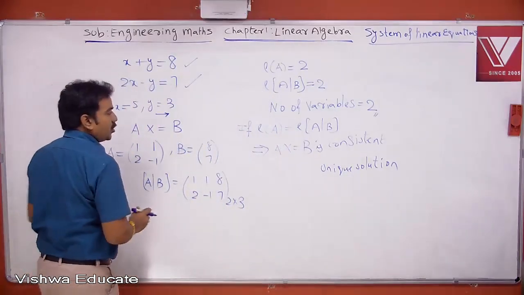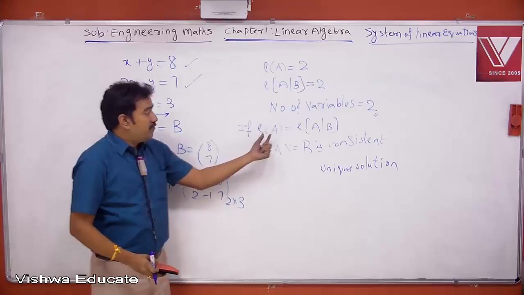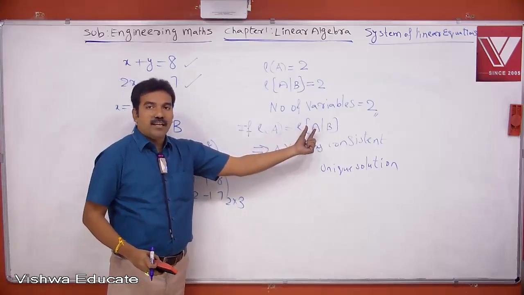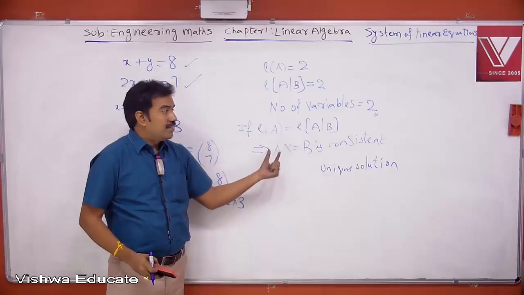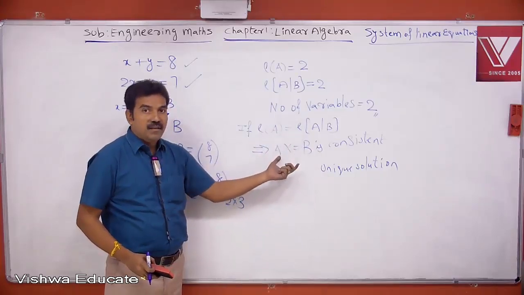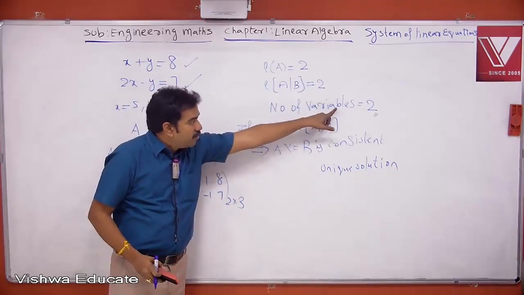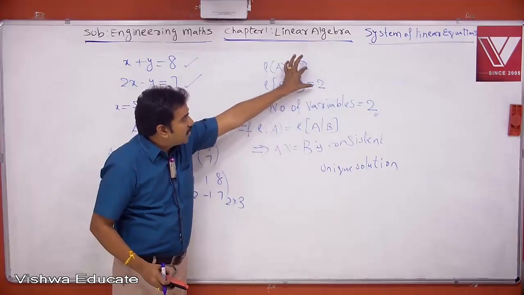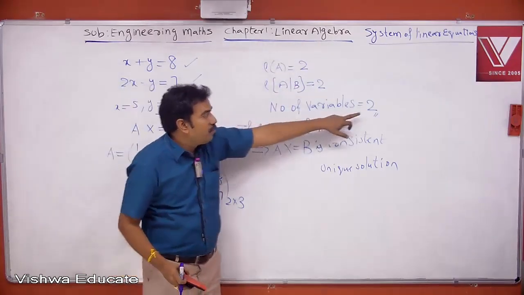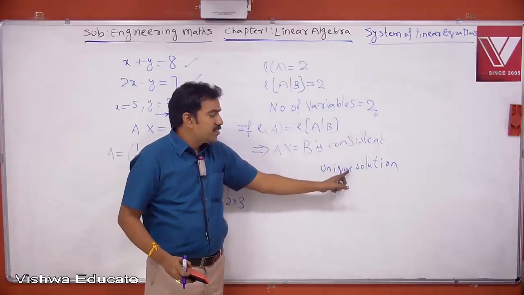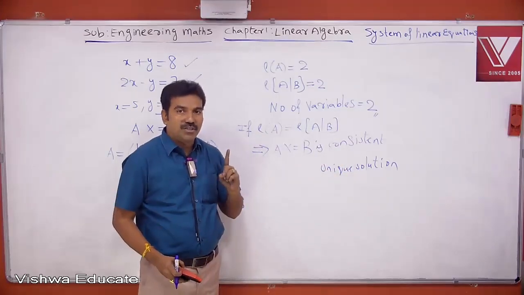So what is the condition to get consistent at first? If rank of A equal to rank of A slash B, then it means that the system is consistent. If they match with number of variables also, both the quantities are same, it confirms that it is consistent. If they match with the number of variables, then it is consistent, having exactly one solution.